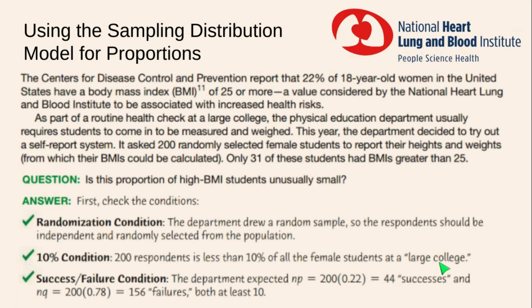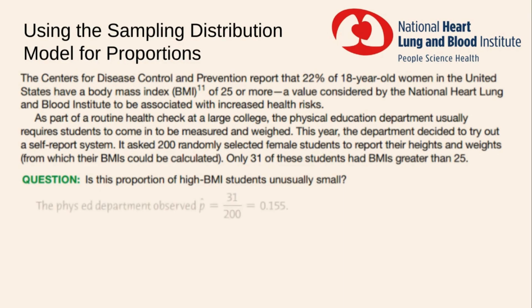And the success-fail condition. The department expected n times p, 200 times 22%, 44 successes, and consequently 156 failures, both at least 10. So we've met the success-fail condition, the 10% condition, and the randomization condition. Seems like we're good to go. Well, let's look at the numbers here.